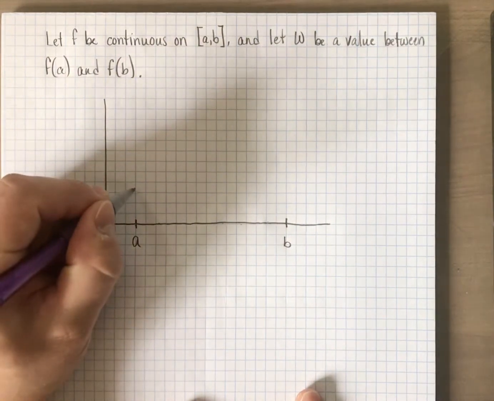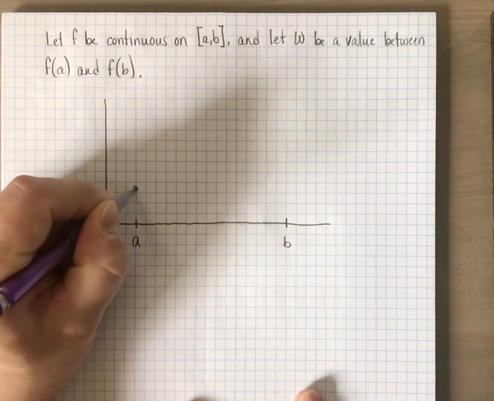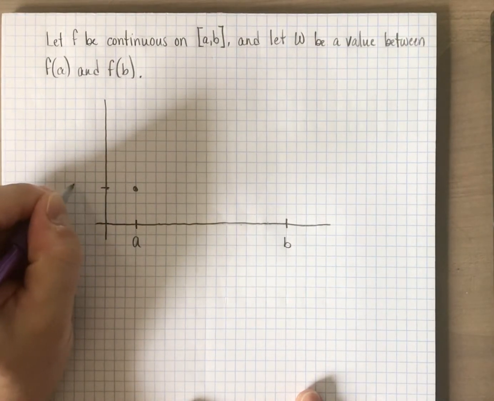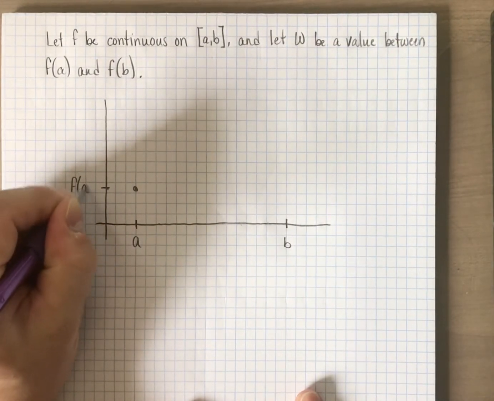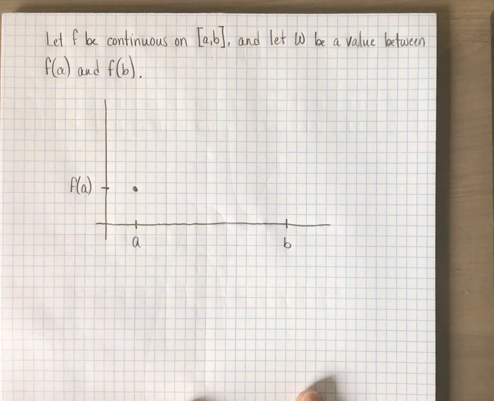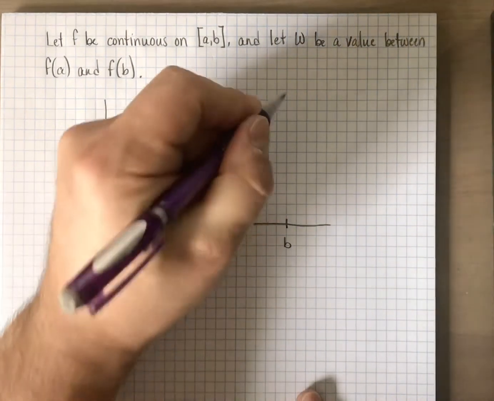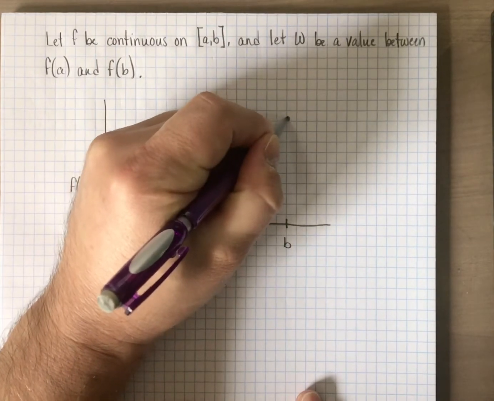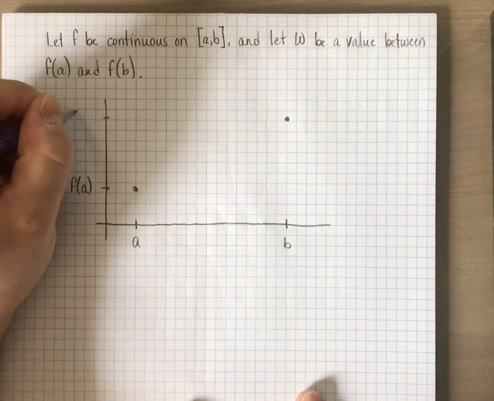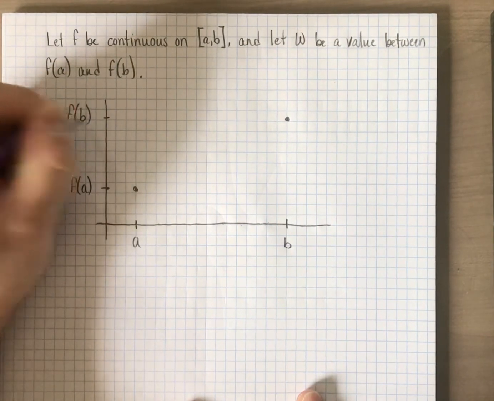So at the left endpoint somewhere, there's a point, and it has a y value. Since we don't have the specific function or the specific value of a, the best we can say is that the output value there is f of a. Likewise, on the right side, there's a point that we can say has a y value, f of b.